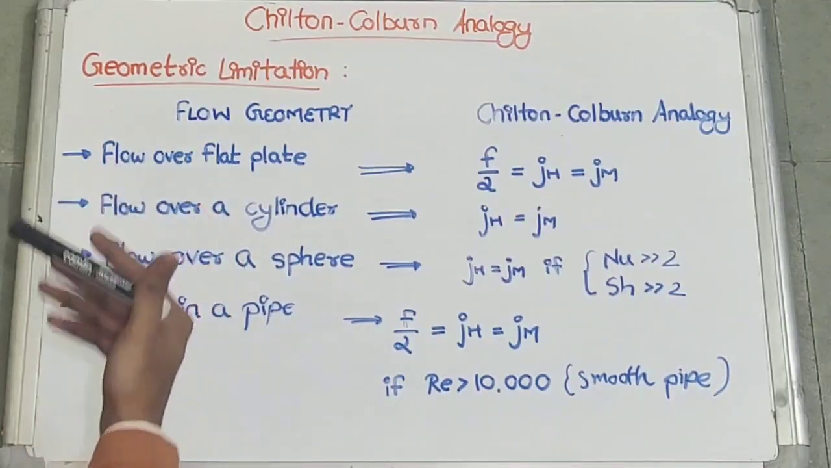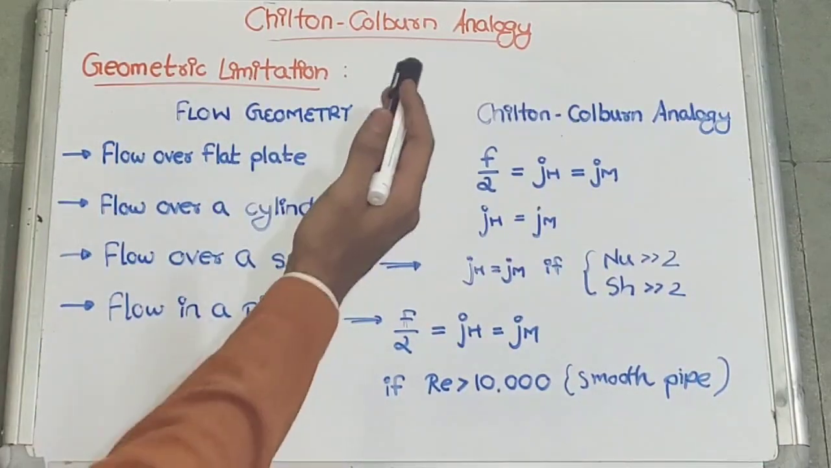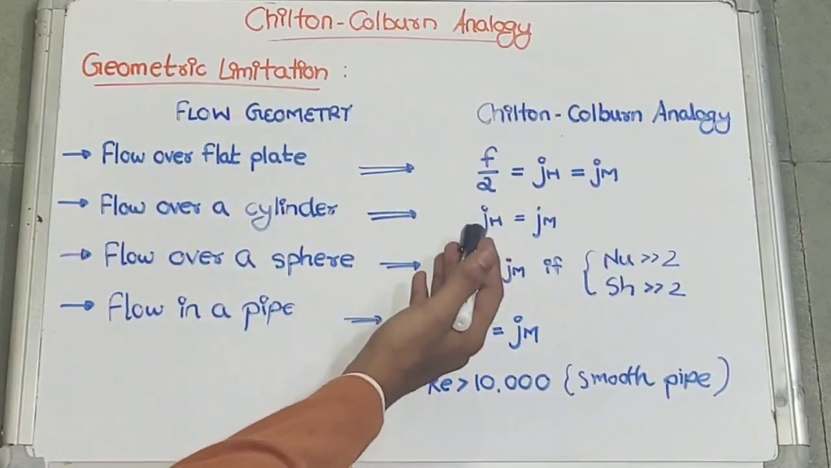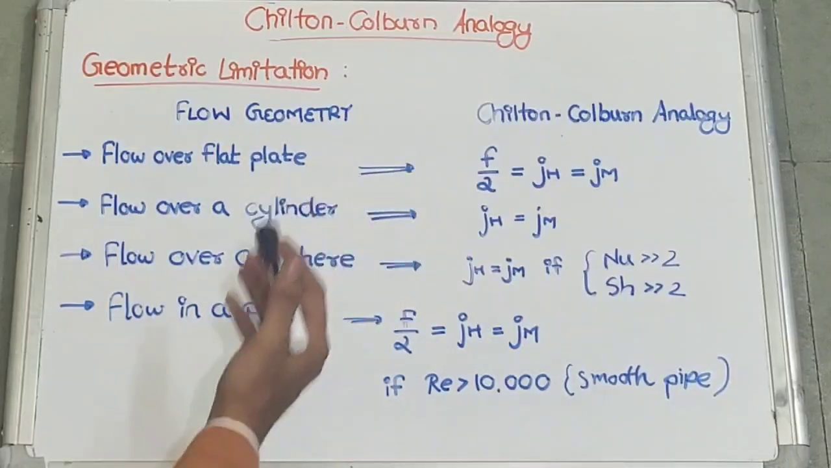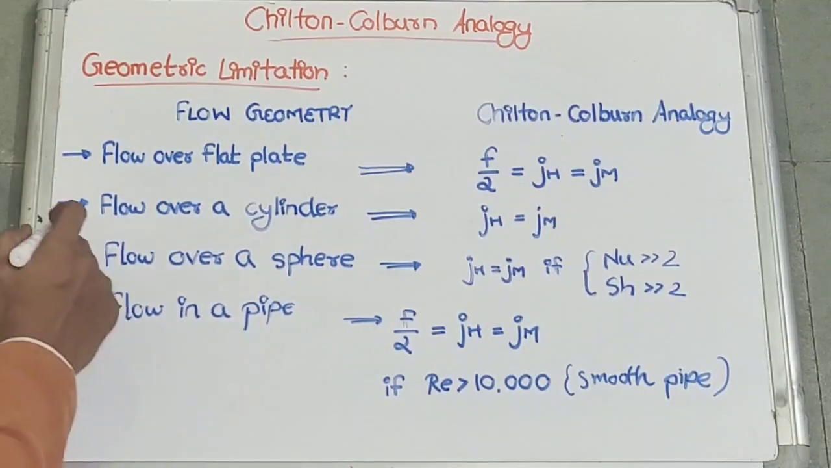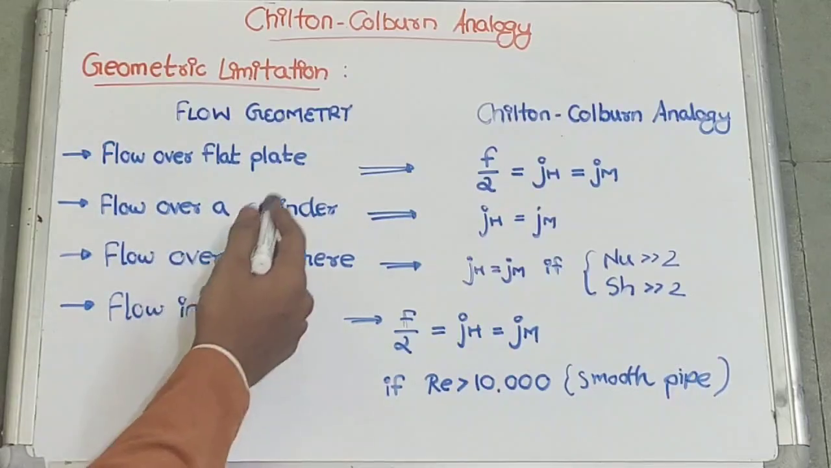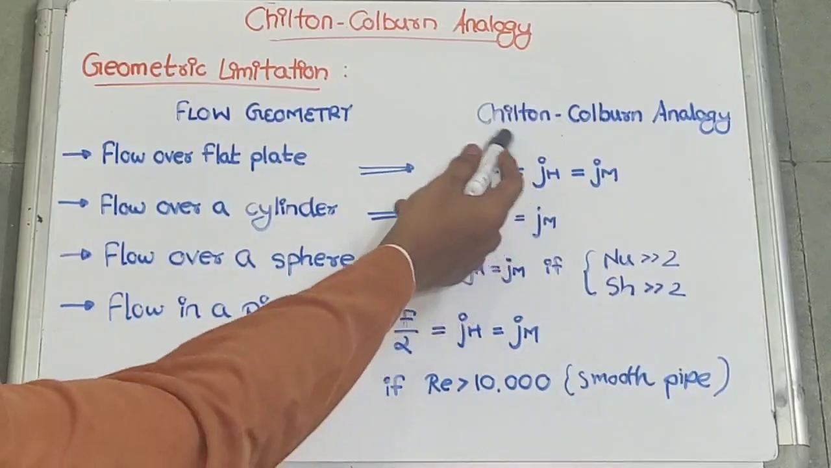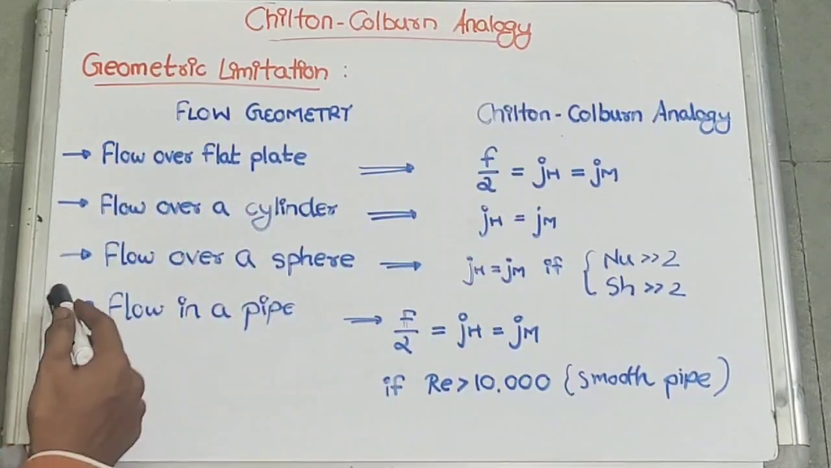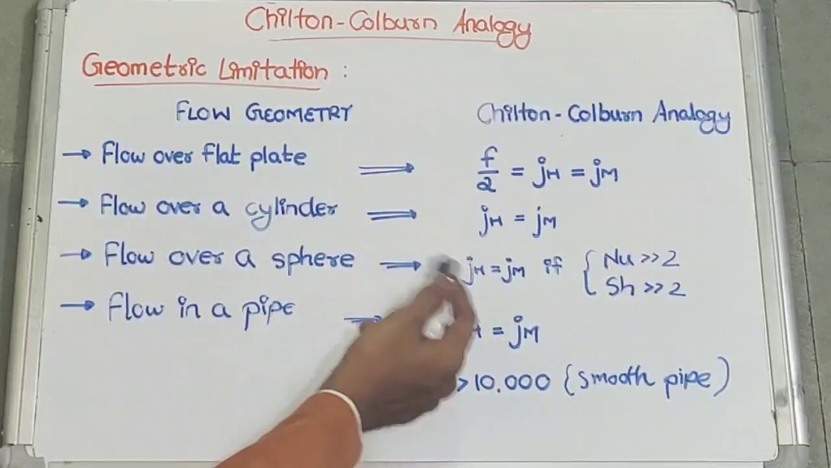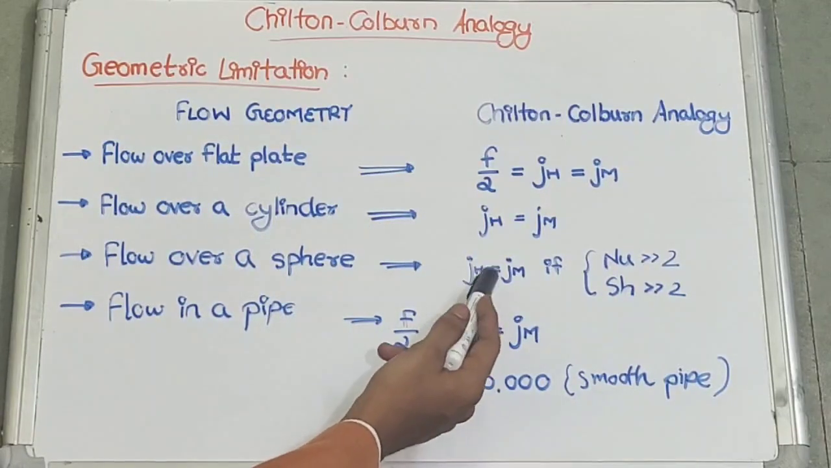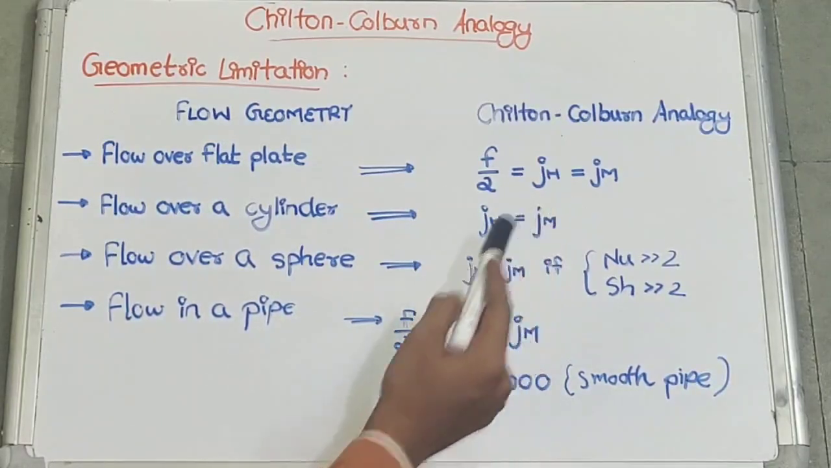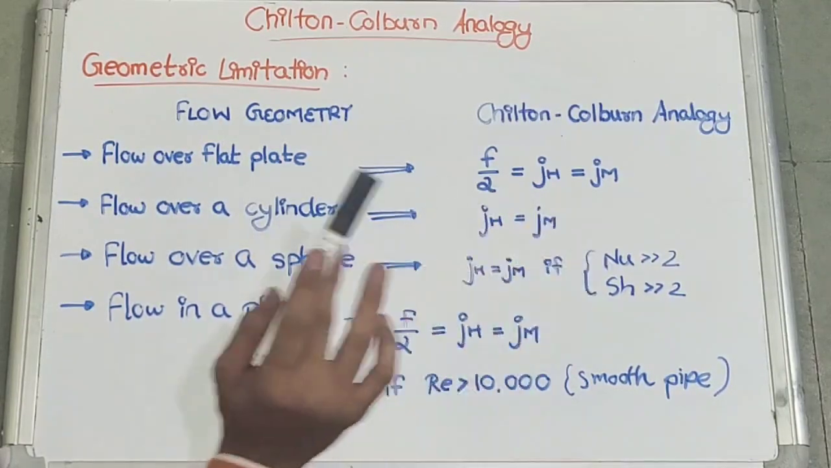First one is flow over a flat plate. For the flow over a flat plate, the Chilton-Colburn analogy is given as f by 2 is equal to J_H is equal to J_m. You are already familiar with the terms J, which are J factors. Next, the flow geometry is flow over a cylinder. For them, the Colburn factors J_H and J_m are equal. Here, the term f by 2 is neglected. Third, flow over a sphere. We have the same relationship, that is J_H is equal to J_m. But here we have a condition. This will be true if and only if Nusselt number and Sherwood number are greater than or equal to 2.